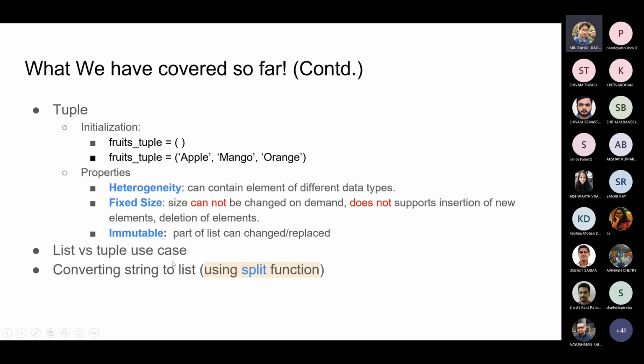So the list versus tuple use case we have already seen, and I have also given an example in the assignment to think about in which case we should use a list and in which case we should use a tuple. While counting the number of words in a sentence, we have seen examples using the split function. Further, we will also see more examples to convert a string to a list and a list to a string.